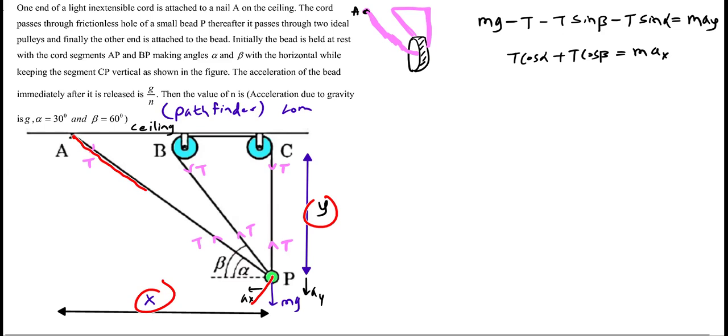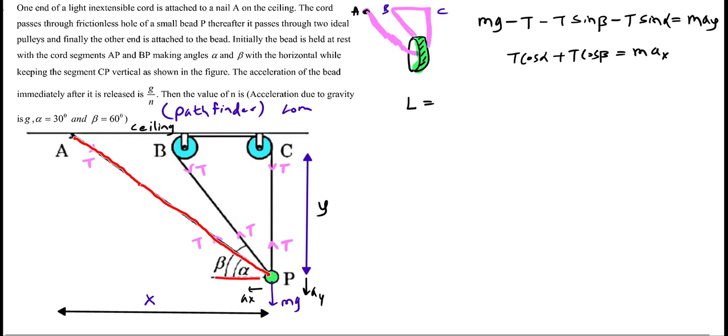The string will start from here, pass through this pulley, and be connected to this bead. So the overall length of the string L should be equal to, this is beta, this is C, this is B. Now we define the length of the string, this part. How much will this be?